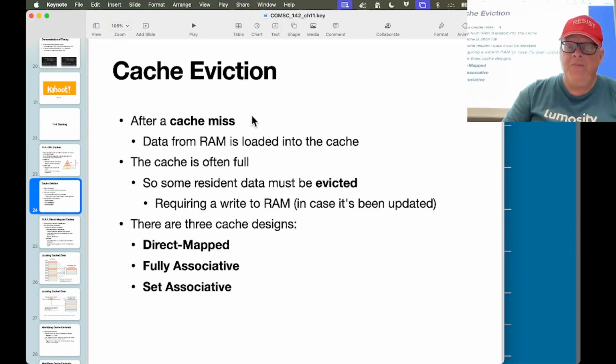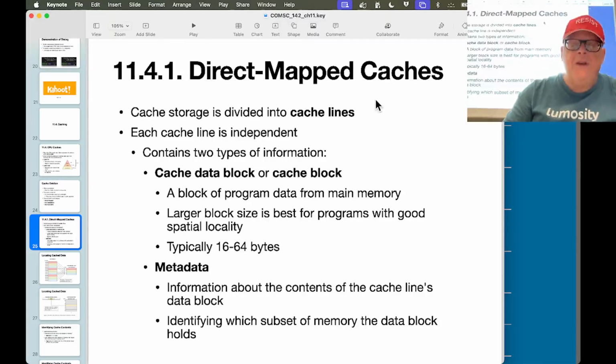So cache eviction is what happens after a cache miss. Data from RAM is then loaded into the cache. Now the cache is typically full, because you keep filling it until it's full, and you only clear it out when you have to, so you have to evict some existing data. This will often require writing to RAM, because the data in cache might have been updated and not yet copied to RAM. So these are 3 types of cache designs that we're going to talk about: direct mapped, fully associative, and set associative. Direct mapped is simple enough.